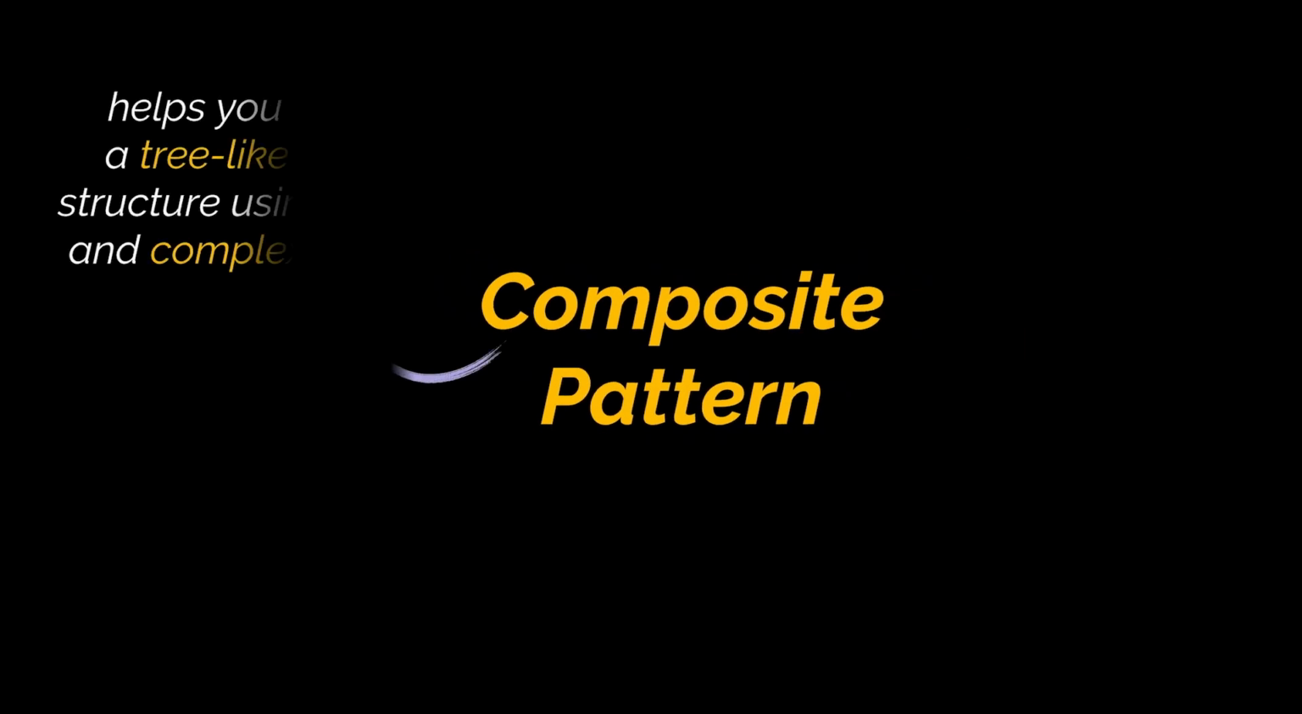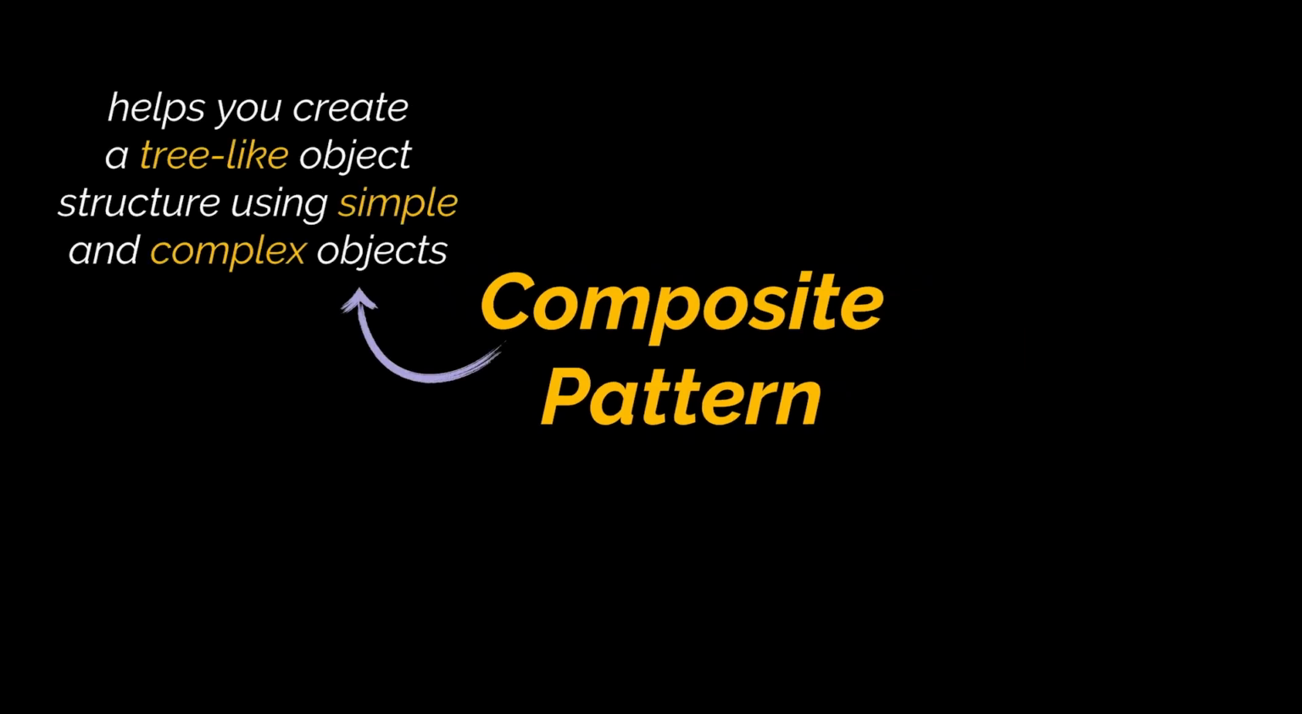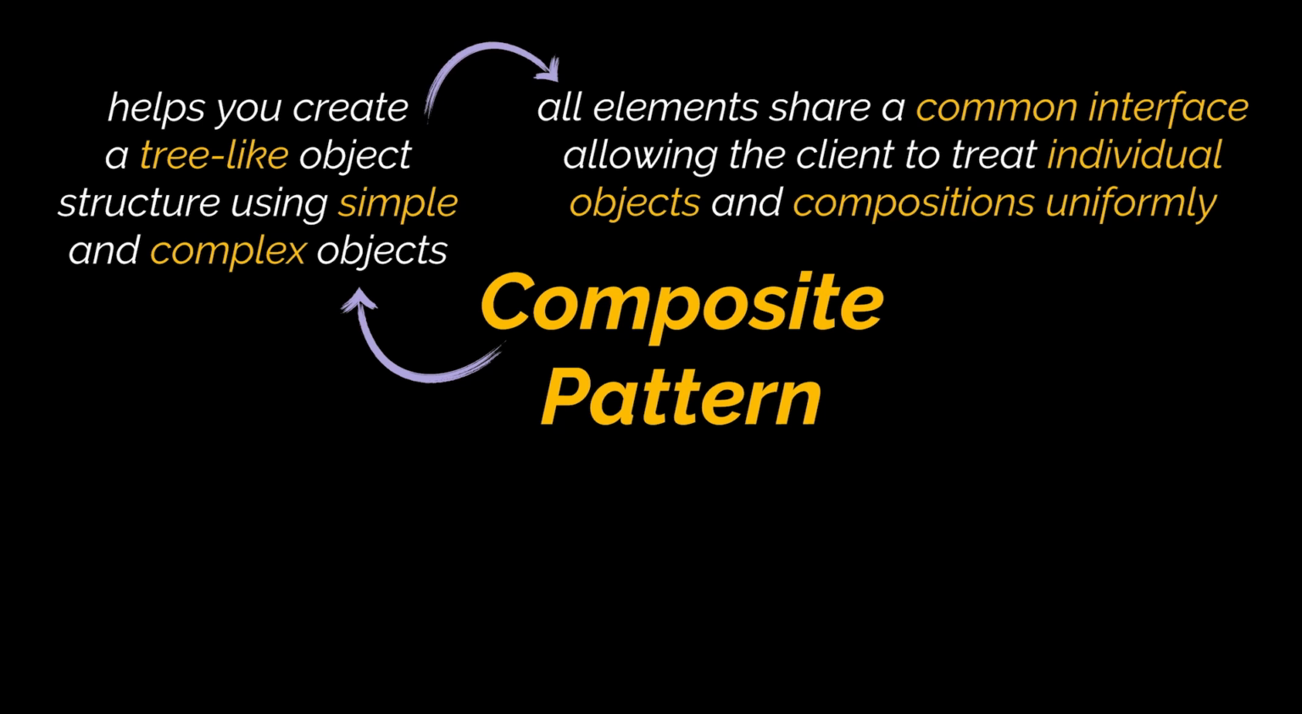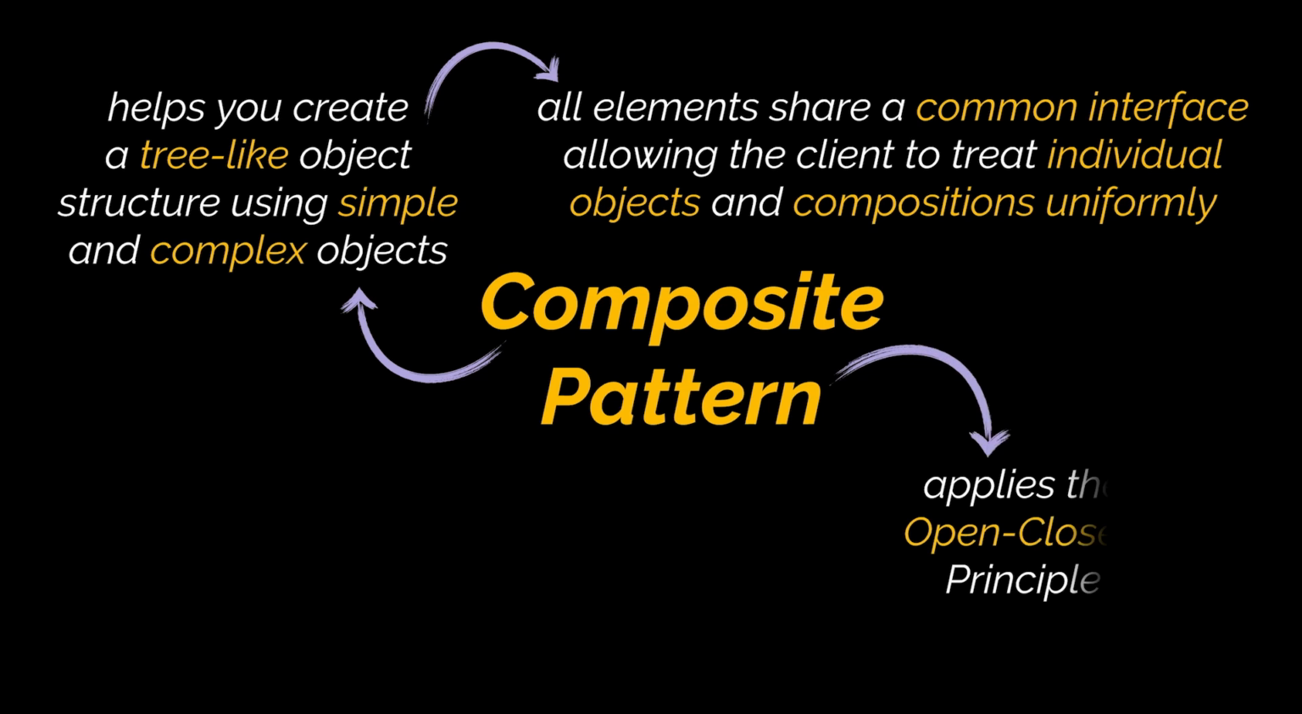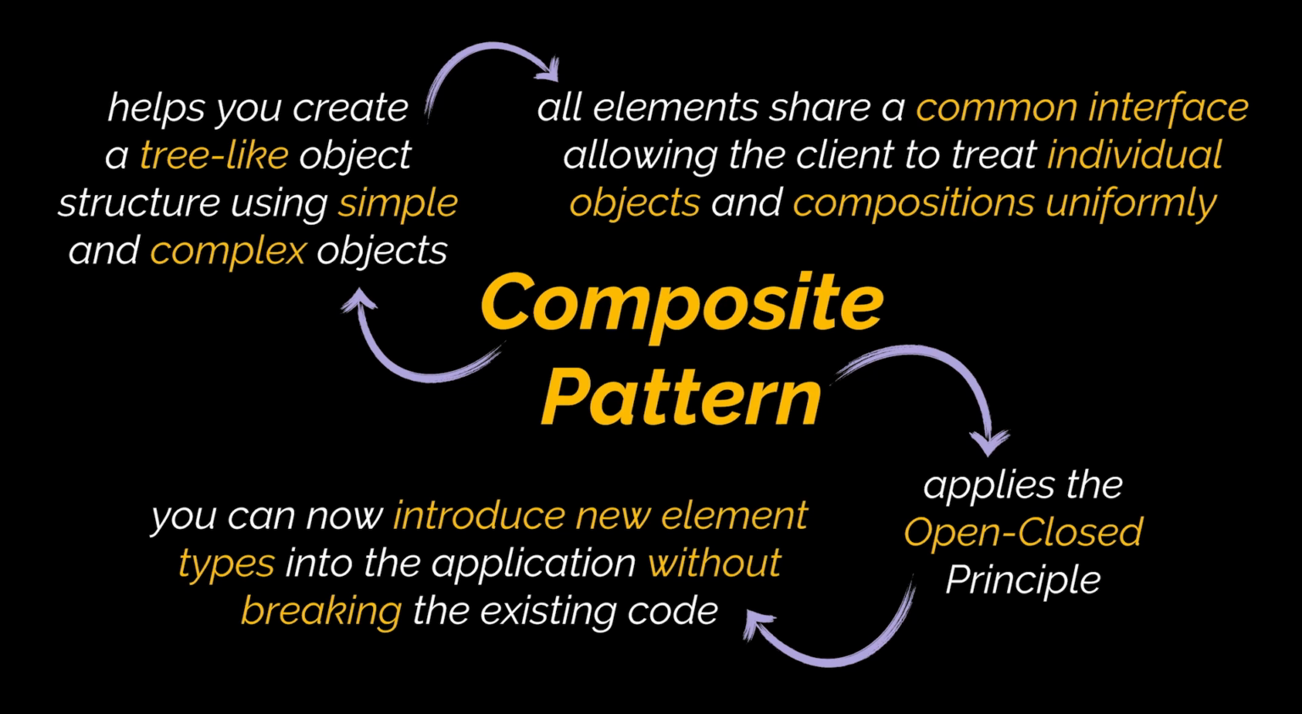So to sum everything up, the composite pattern helps you create a tree-like object structure using simple and complex objects. Both of these elements have to implement the same interface, and by making use of this interface, the client will be able to treat individual objects and their compositions uniformly. Additionally, by making use of this pattern, you will be applying the open close principle because you can now introduce new element types or products, in our case, into the app without breaking the existing code.